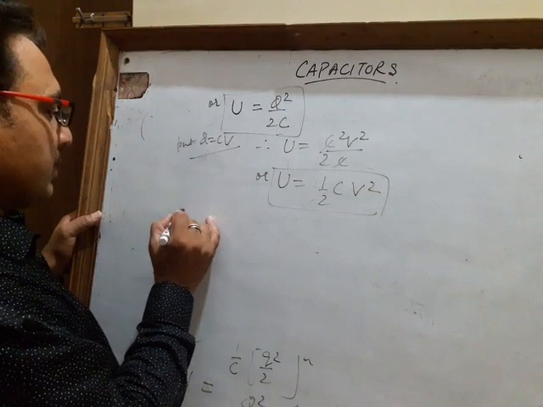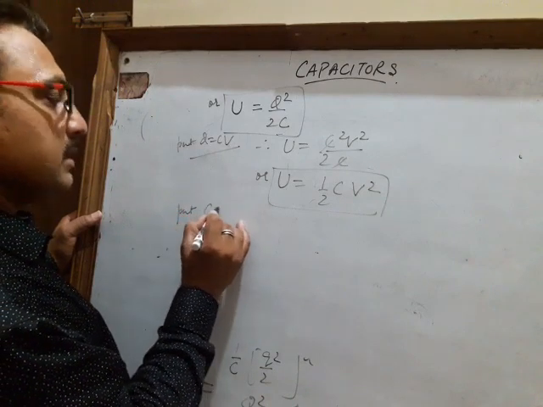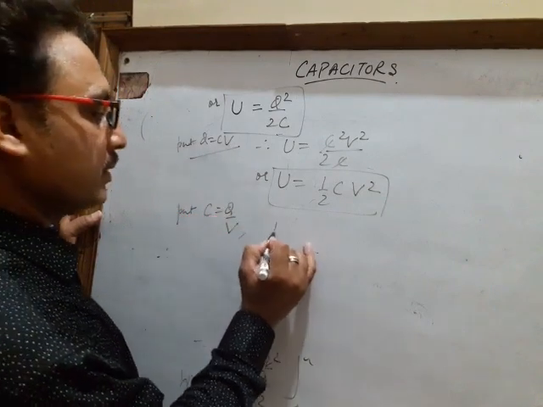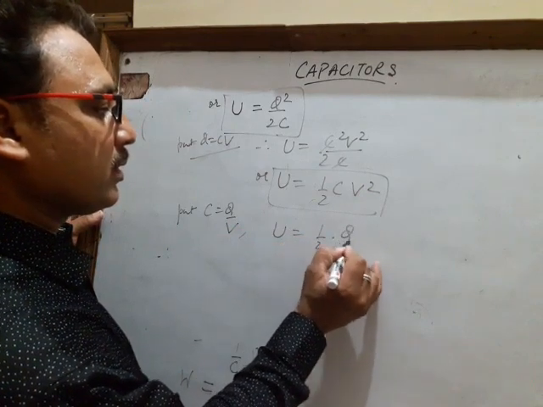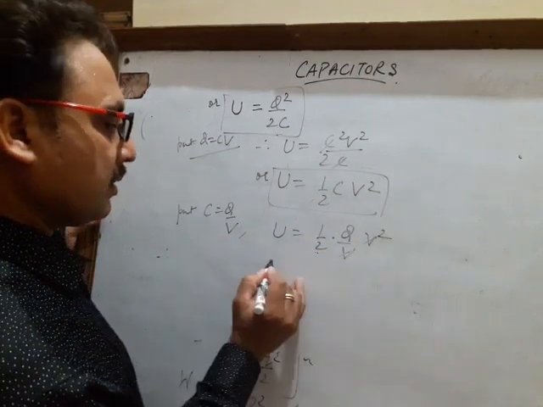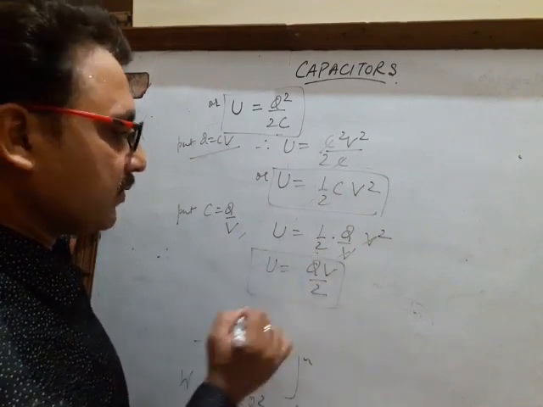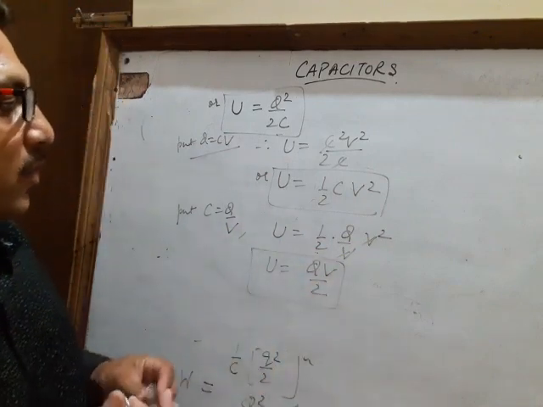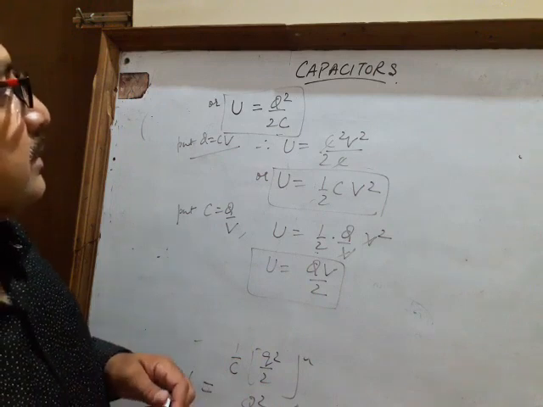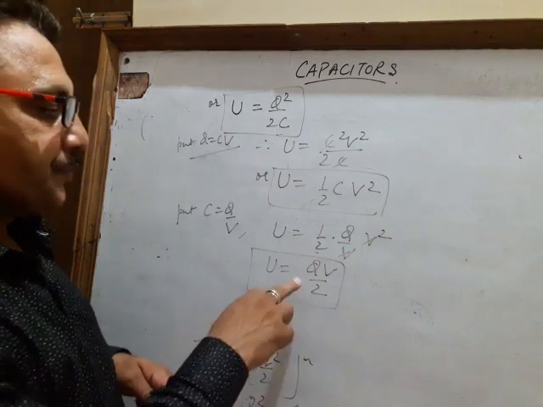Now put C equal to q upon V. So U equal to q upon V into V square. So U equal to qV upon 2. This is the third form. So these are the three formulae for energy of a charged capacitor.